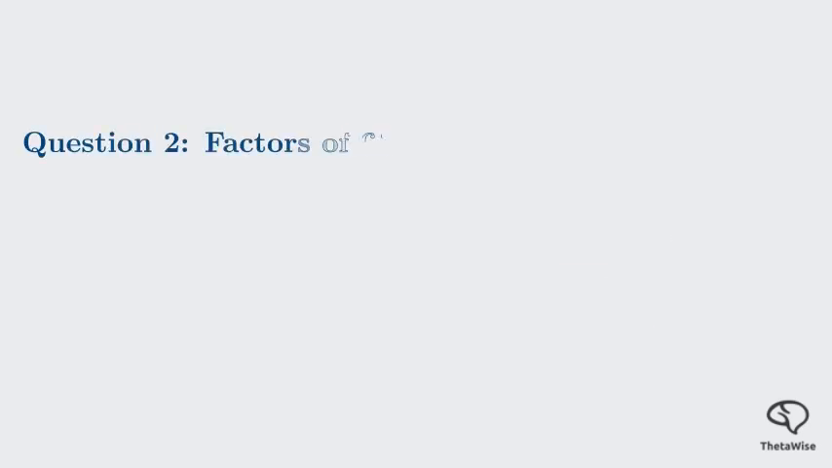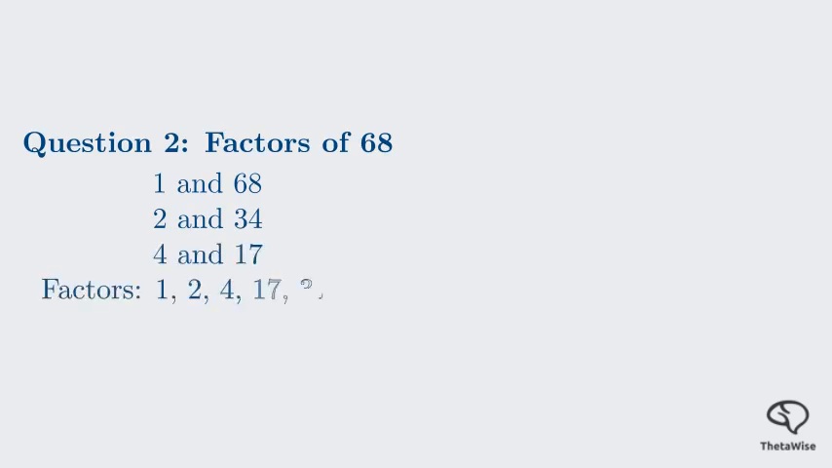Next, question 2 asks us to write down all the factors of 68. A good strategy is to list them in pairs. So the factors are 1, 2, 4, 17, 34, and 68. A common mistake is missing the number itself, or 1. Every number has at least these 2 factors.